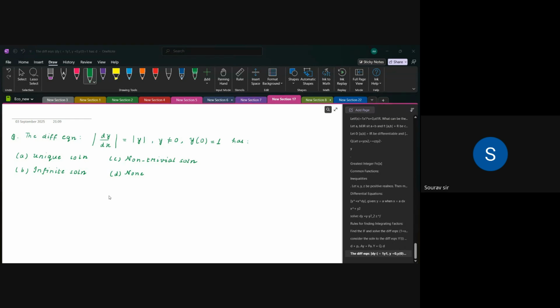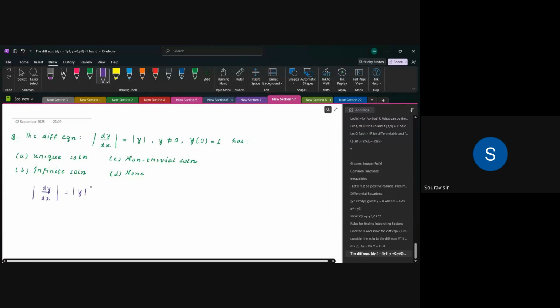So first of all, we need to start solving this differential equation, right? So the question over here is mod of dy/dx equals mod of y, right? That is what is given to us. So this can be written as dy/dx equals plus minus y, right? You all agree with it?